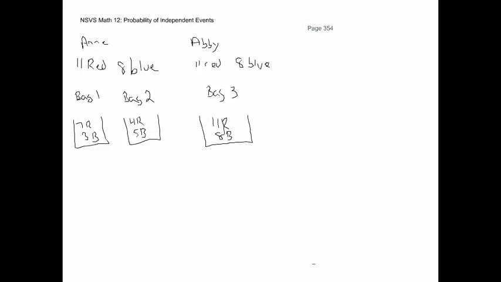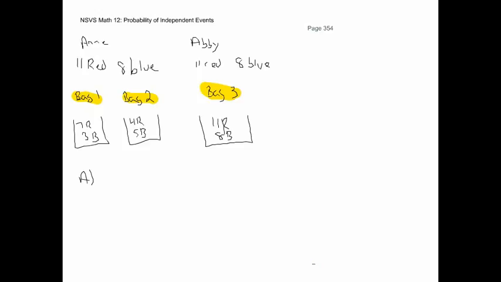And Anne takes her marbles and splits them into two bags. She puts 7 red and 3 blue in the first one, and 4 red and 5 blue in the second. Whereas Abby puts all of hers in the same bag. So she has 11 red and 8 blue in one bag. And then we're asked a series of questions related to this situation.